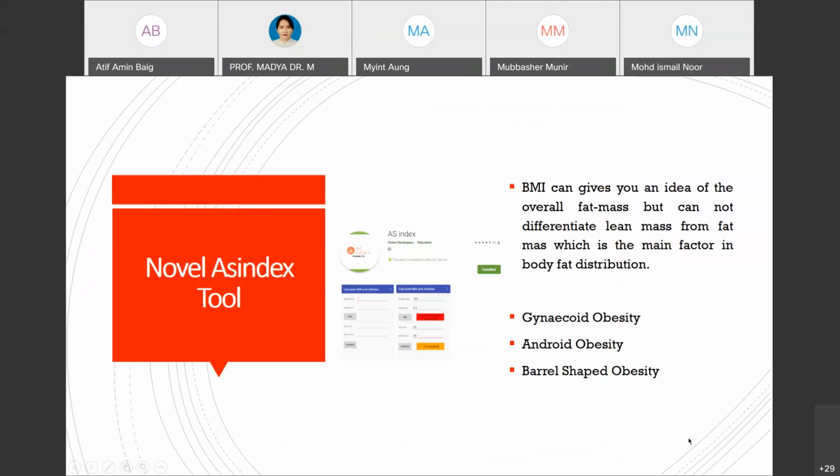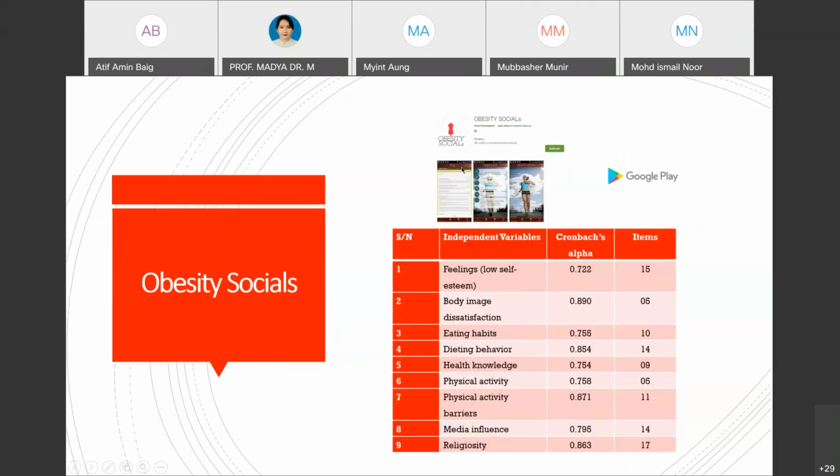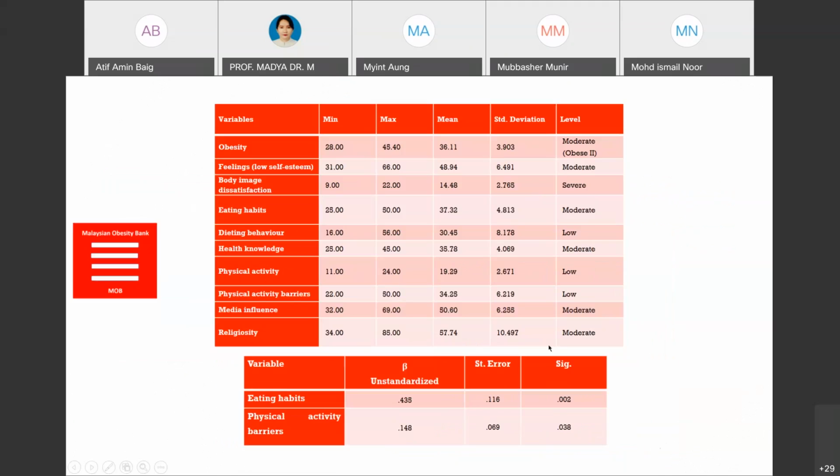So now, because of all these results, we came up with an application called Obesity Socials, which any of you can just download, and after that you can fill it out, and it can tell you, as a person, what the social factors are that are the reason for making you obese. So this is something very, very important.